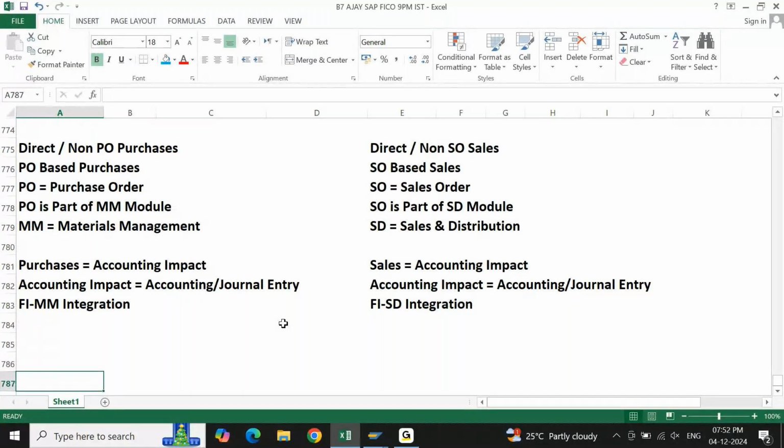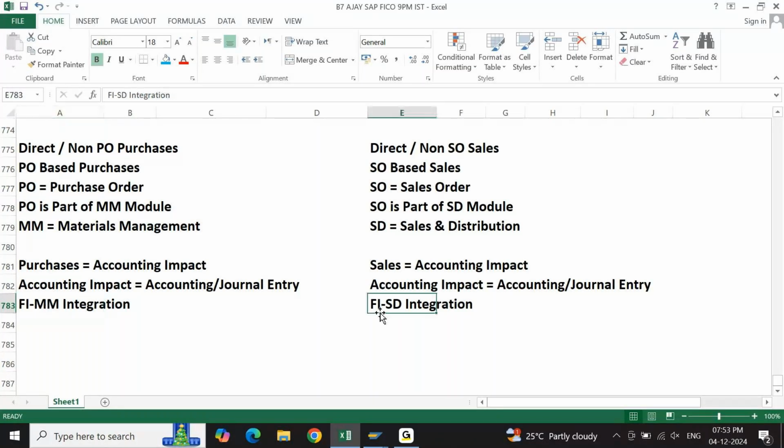Strictly not acceptable if you say I know purchases, I know accounts payable, but I do not know FI-MM integration. Nobody will accept it. Similarly, I know sales, I know customer, I know accounts receivable, but unfortunately I do not know what FI-SD integration is. Nobody will accept it. If you are talking about accounts payable, accounts receivable, customer, vendor, you are talking about SAP FICO. Without FI-MM integration, do not talk anything about vendor.